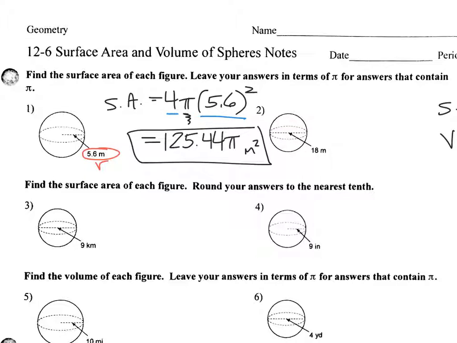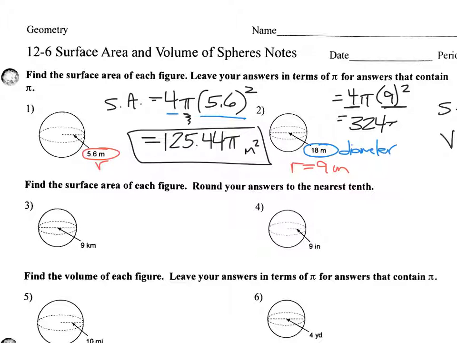Okay. The next one, this is not radius, that's diameter. Now we've done enough of these that we should remember the radius is going to be half of that, so the radius would be 9 meters. So now I go back to my formula, so I do 4 pi 9 squared. Again, I'm just doing the 4 and the 9 squared on the calculator, so that gives me 324 pi meters squared. Oops, yeah, meters. Had to check my units there.